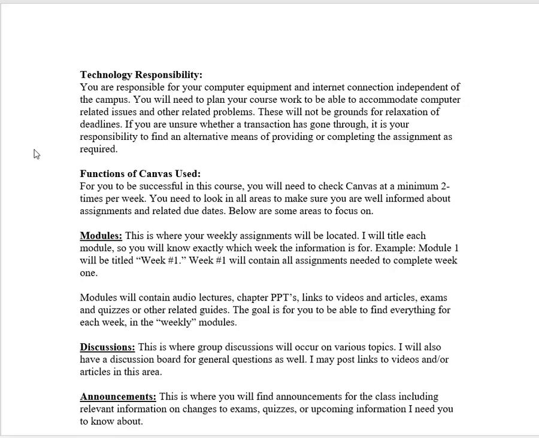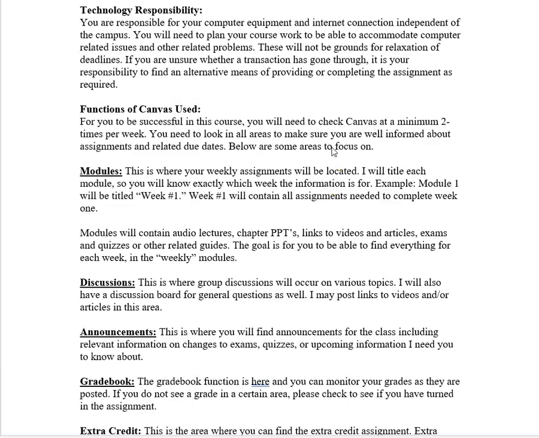Does that really make sense? And I hope it really does. So the fact that you have some issue isn't really going to be grounds for me to relax the deadline. You need to make sure that you have a backup plan, a friend, your parents, the library, etc. So there's that. Lastly, if you're unsure whether a transaction, a grade, or something has gone through, it's going to be your responsibility to follow up and check on that. And we'll talk more about the grade book as we get towards the end of this particular lecture.